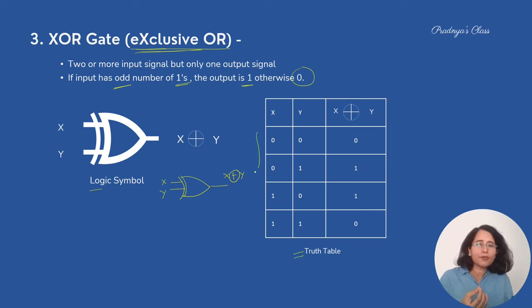Let's look at the truth table. These are the four combinations as there are two variables. Now keep in mind, we need an odd number of ones. So here, whether it is 0 or 1, we got the answer 0. Here you can see we got an odd number of ones, so the output is 1. Here also we have an odd number of ones, so the output is 1. Here we have two ones, meaning it is an even number, so we got the output 0.